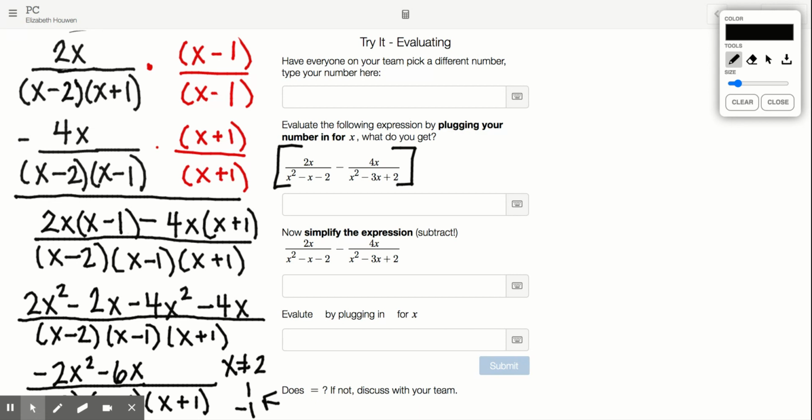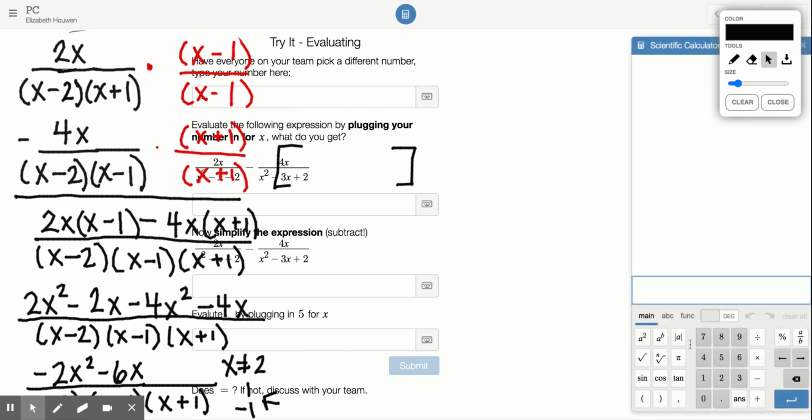The only thing we want to be careful about is the number that we pick to plug in. We don't want it to be one of the restricted values because then, of course, we won't be able to plug it in. It won't work. So I'm going to pick 5. Again, it could have been any number. So I'll grab my calculator and plug 5 into the original problem.